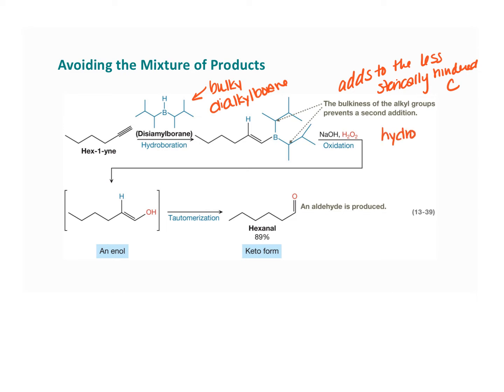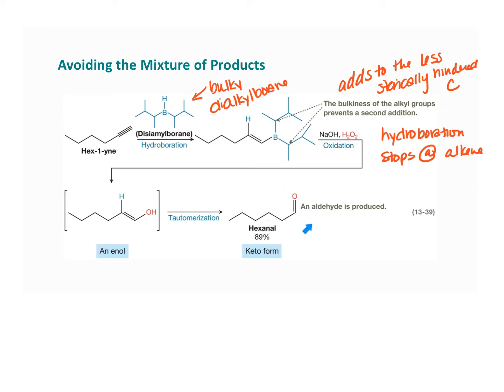So hydroboration stops at the alkene, because it's too bulky to continue to react. Then we can do another reaction, an oxidation in a basic solution of hydrogen peroxide, H2O2, and that's going to convert that R2B substituent on the alkene into an OH group. You can see the OH group right here. I want you to notice this is an OH group next to a double bond. So this product is an enol, and it's going to undergo tautomerization to transform into the keto form, because that's the more stable form.